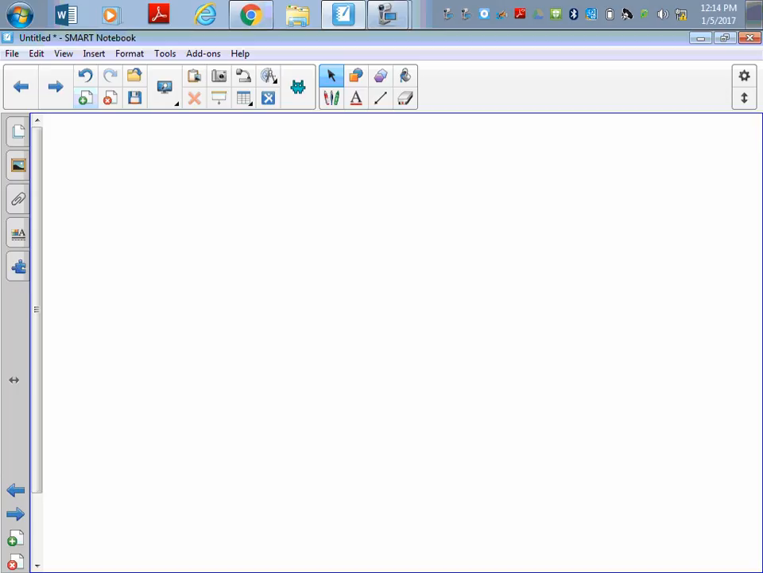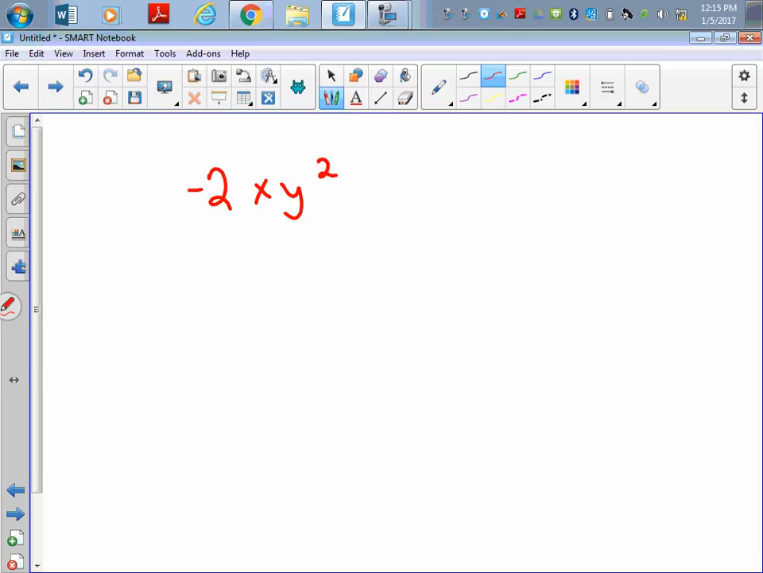So here was the number one mistake that students made on last night's homework. Was this. Most students put no, this is not a monomial. But it is a monomial. Your coefficient can be negative.